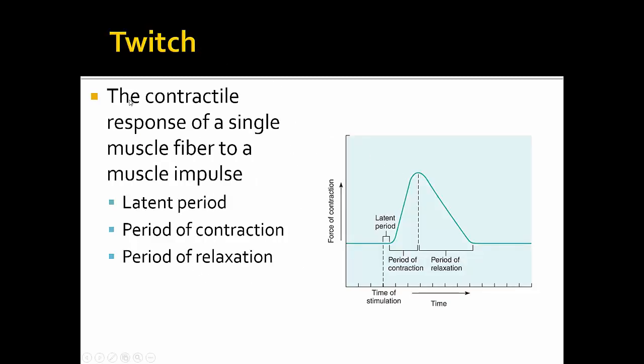A twitch is the contractile response of a single muscle fiber to a muscle impulse. So one muscle fiber to one muscle impulse. And a twitch looks like this. This isn't something that you ever see in real life in your body, but it's what you can measure. So this is a single muscle fiber. You have a latent period where nothing happens right after it's stimulated, and that's when everything, calcium is being released, everything is getting ready to contract. You have a period of contraction and a period of relaxation. So this is one muscle cell contracting to one nerve impulse.